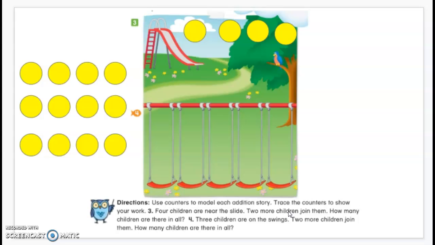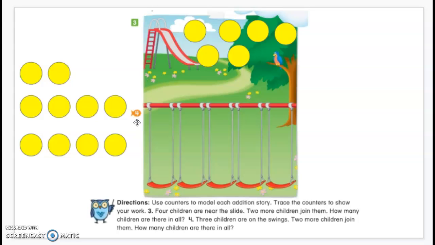2 more children join them. So we need to put 2 more circles. 1, 2. How many children are there in all? Okay, let's count everything now. 1, 2, 3, 4, 5, 6. There are 6 children in all next to the slide.